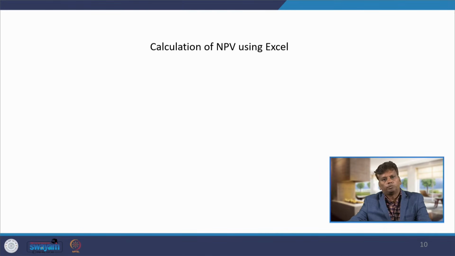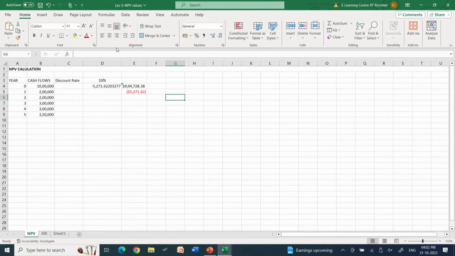Now I will explain how to use Excel. In this problem it is given that in the 0th year the investment is 1 million rupees. We get cash inflows for the next 5 years: 200,000, 200,000, 300,000, 300,000 and 350,000. The discount rate is 10%. I have already calculated it, but I am going to redo it for your understanding.